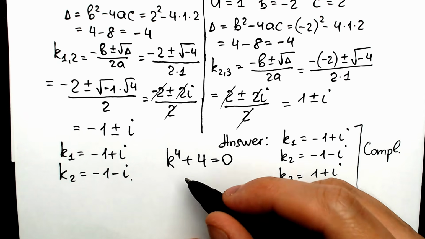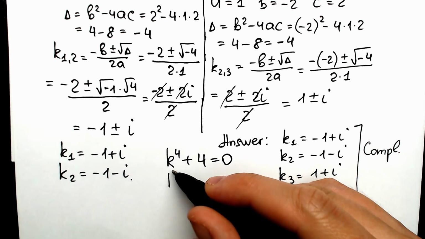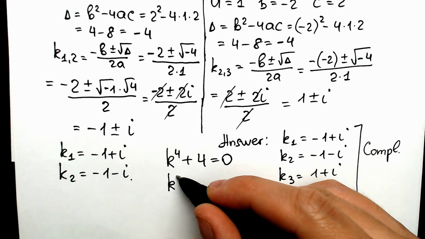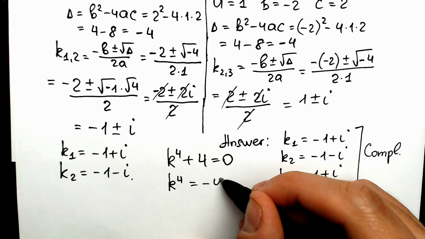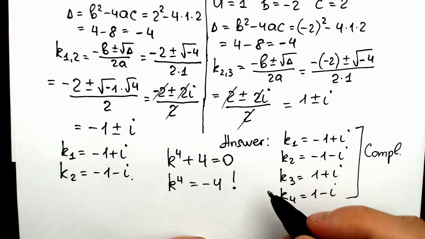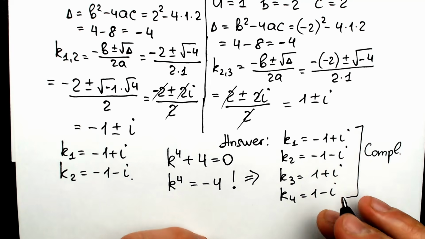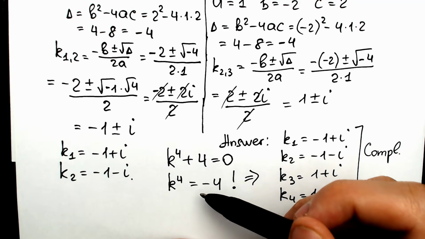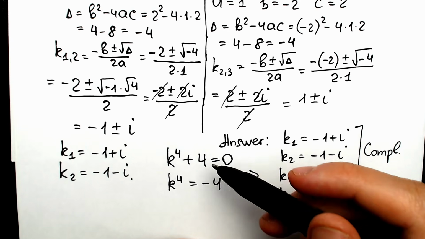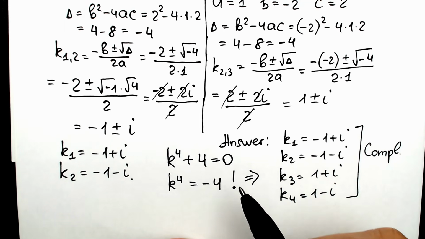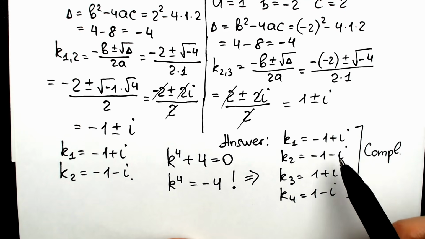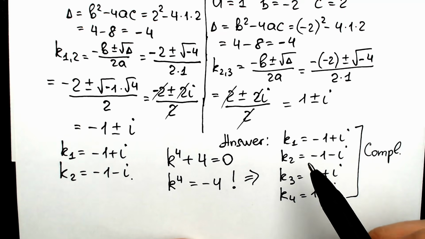And exactly in this case, when we have k to the power 4 plus 4 equal to 0, we can write k to the power 4 equal to minus 4. So exactly in this moment you can easily see that our roots will be complex because we have an even power and we have a negative value. So it means that our roots will be complex. So all these roots are complex roots.